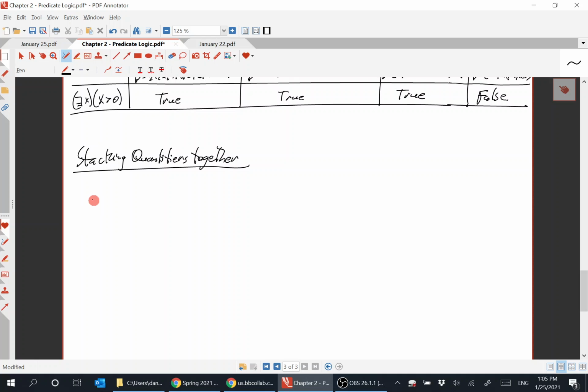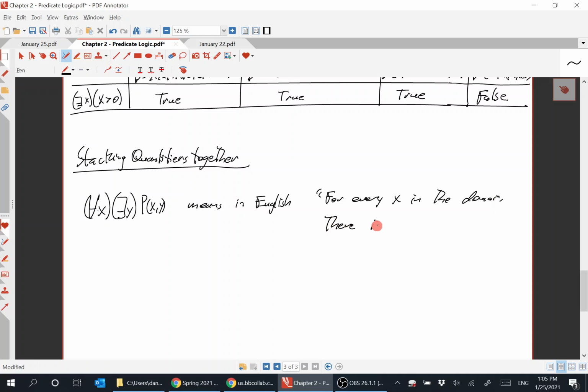All right, so let's look at this. For every x there exists y, P(x,y), means, in English, for every x in the domain, there is some y in the domain, which depends on x, some y in the domain dependent upon x, for which P(x,y) is true.